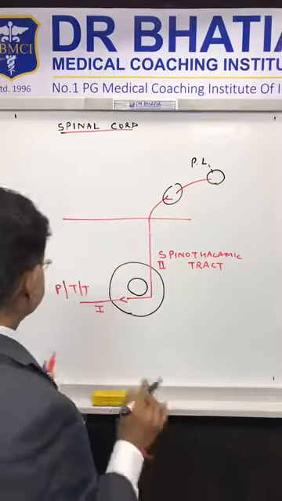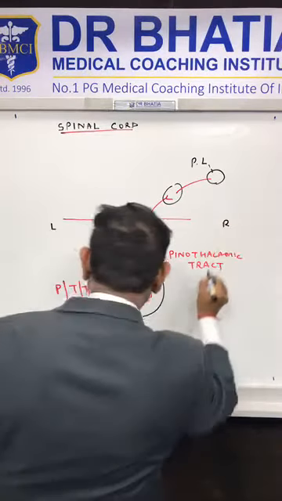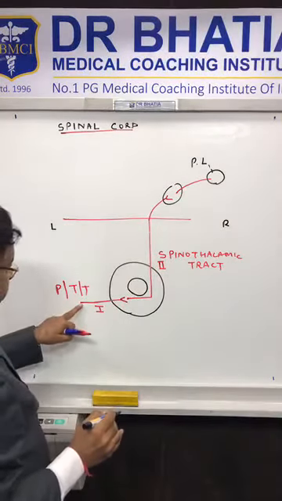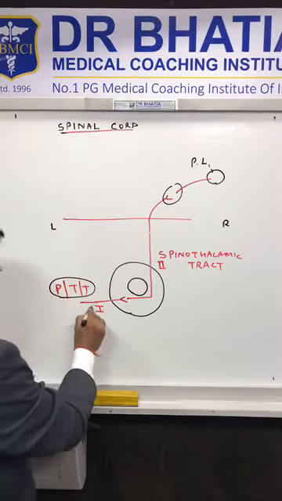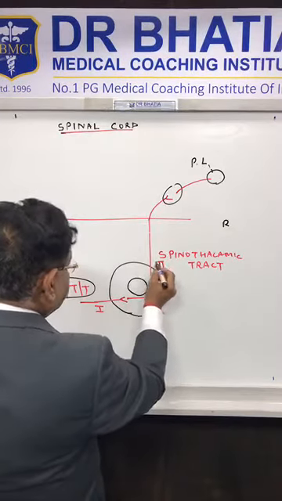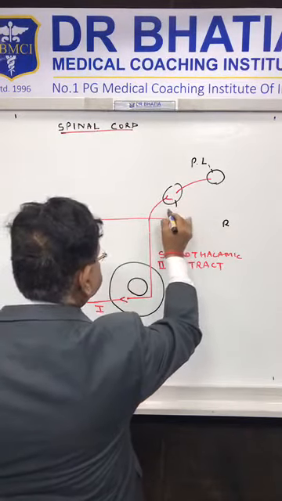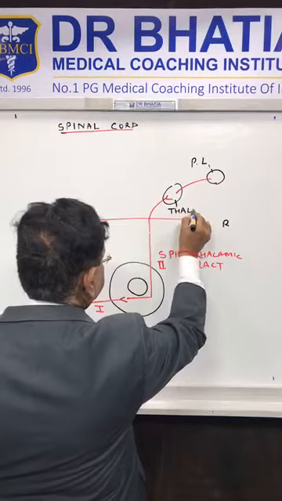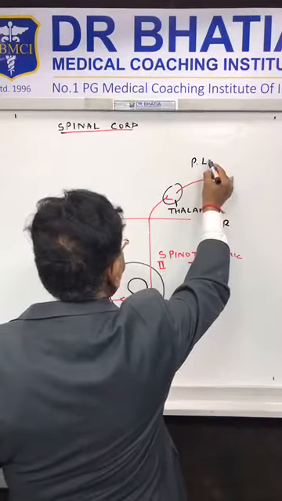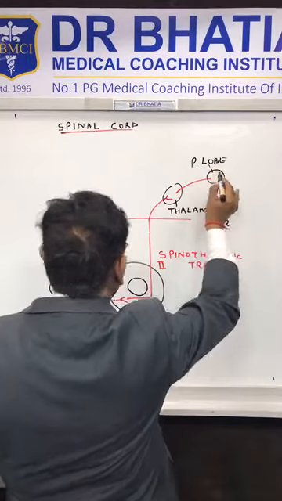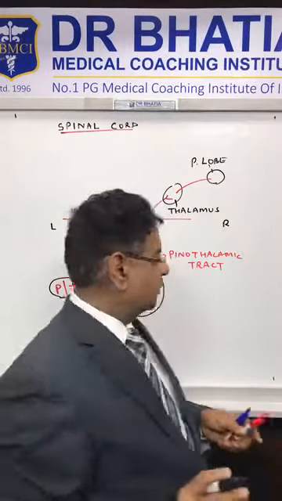Point to be noted, this is the left side. This is the right side. So point to be noted that left-sided pain, touch and temperature go to the other side, travel in the right spinothalamic tract, and go to the right thalamus. This is the thalamus. And finally, they go to the right parietal lobe. So left pain, touch, temperature land up in the right parietal lobe.